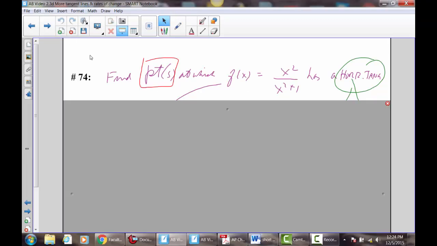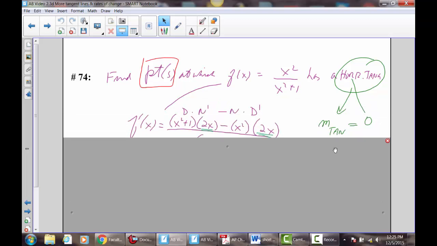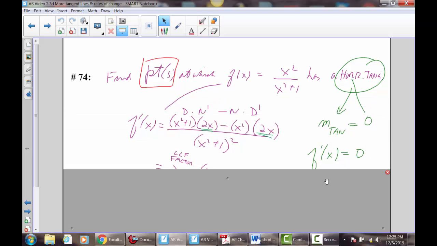Okay, so here's number 74. Find the points at which the function f of x equals x squared over x squared plus 1 has a horizontal tangent line. So, of course, we're going to be dealing with the quotient rule. Horizontal tangent line means that the derivative is 0. The slope of the tangent line is 0.